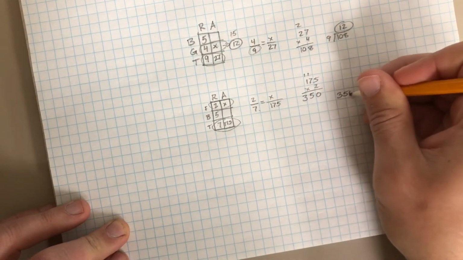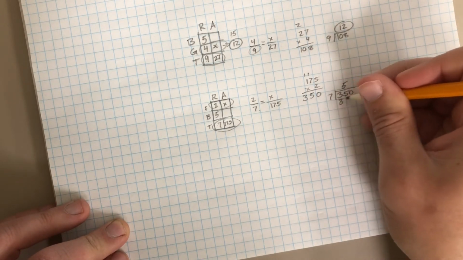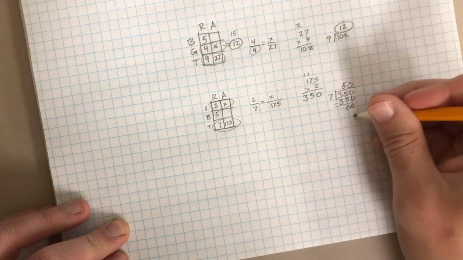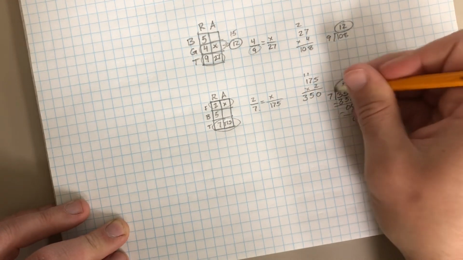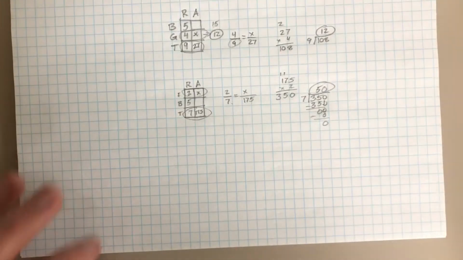So 350 divided by 7. 7 goes into 35 5 times. Subtract, I get nothing. Bring down the 0. 7 goes into 0 0 times. Subtract 0. So there are 50 football players. 50 football players. And that's it.